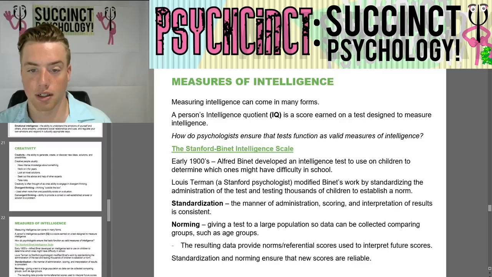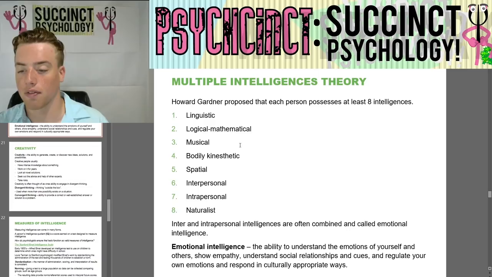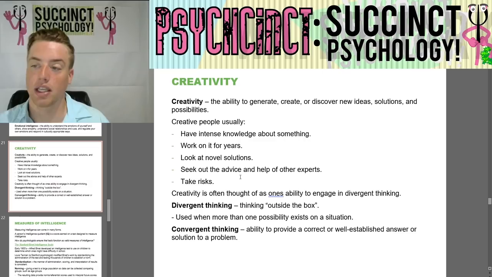Now, emotional intelligence is the ability to understand the emotions of yourself and others, show empathy, understand social relationships and cues, and regulate your own emotions and respond in culturally appropriate ways. So creativity is the ability to generate, create, or discover new ideas, solutions, and possibilities.